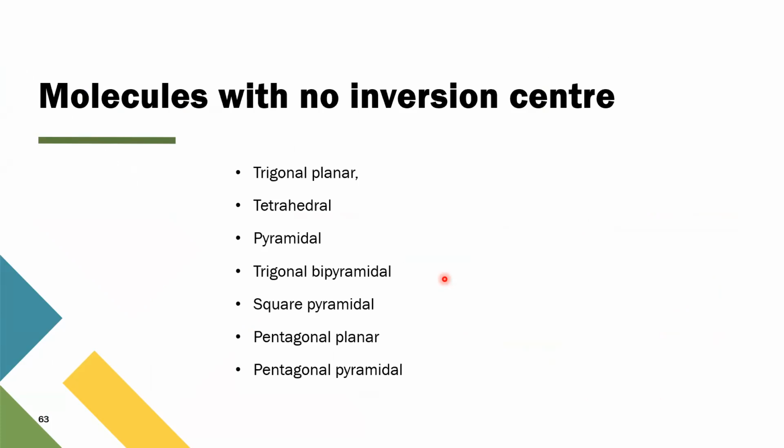Now I skipped one slide. Molecules with no inversion centers. This type of molecules does not have inversion centers. Trigonal planar molecule. BF3 is the example, right? No inversion center.